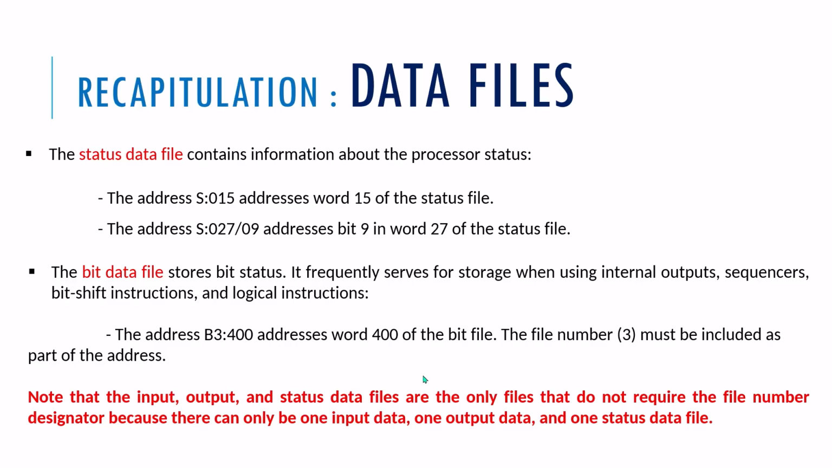You can see over here that we have written B3:400. However, it is written here S:15. Here it is not written S1 or S2. This is because the input, output and status data files are the only files that do not require the file number designator. For every file that is not an input, output or status data file, you need this file designator. This is one important thing you need to keep in your mind throughout.